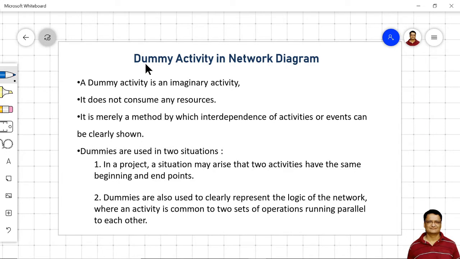At the end of this video, you should be able to understand the concept of dummy activity and draw a simple network diagram with the help of a dummy activity. Now, dummy activities are imaginary activities. So, whenever project data is given to draw a network diagram, the dummy activities are not mentioned as they do not consume any resources or time.